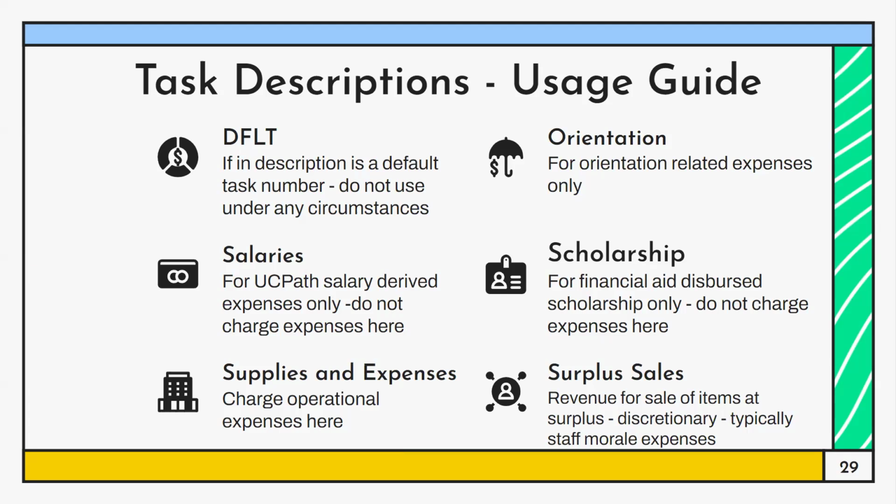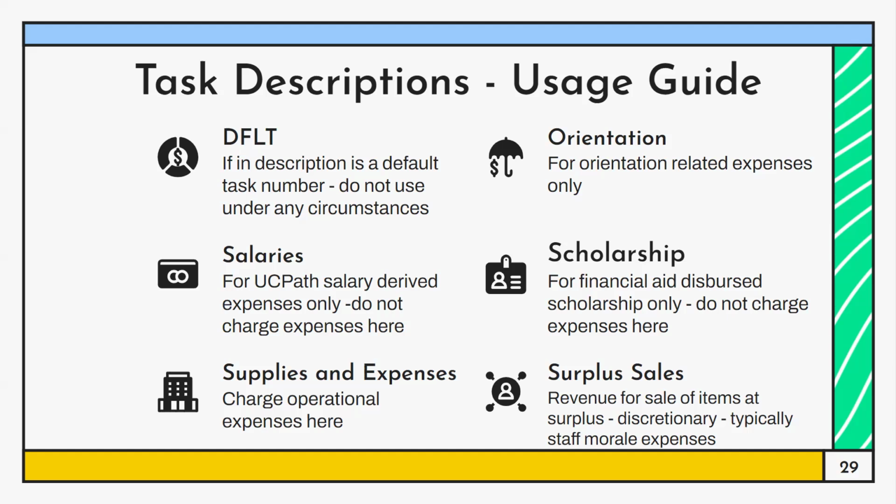Similarly, if you have a task that has salaries in the description, this is for UC Path intended purposes only, and you should not be charging any expenses there. If you see a task description that says supplies and expenses, you can charge operational expenses there. You can also use that for your catch-all expenditures and anything else that you all need in your day-to-day.